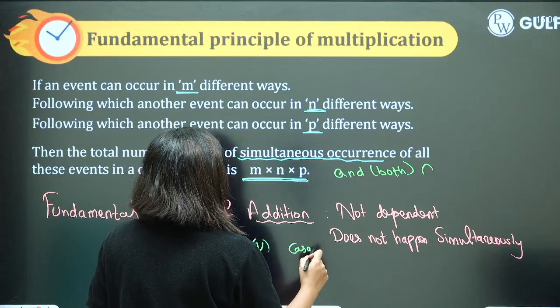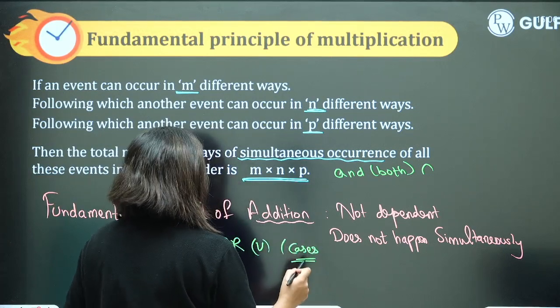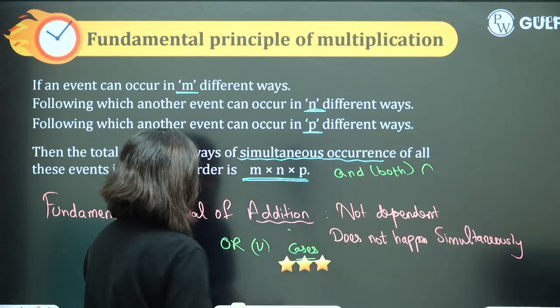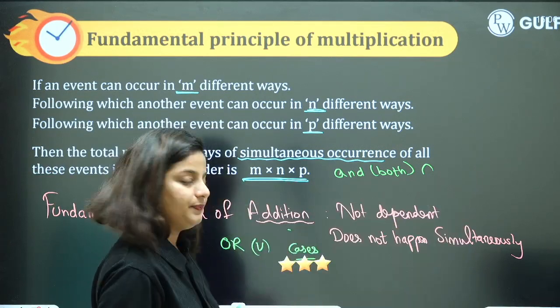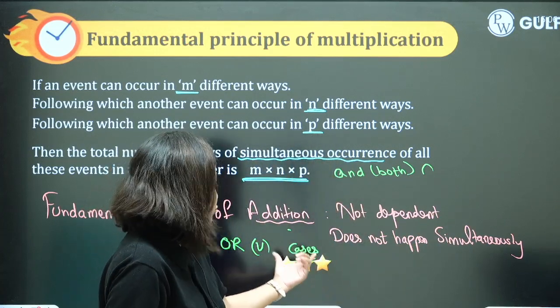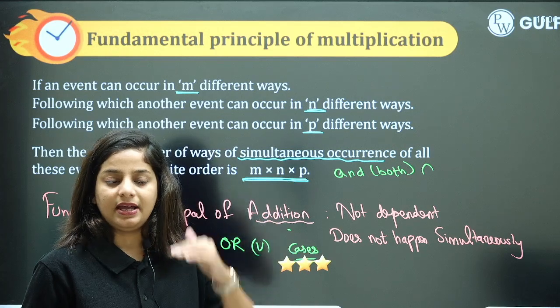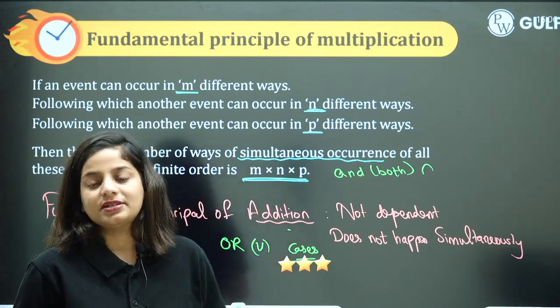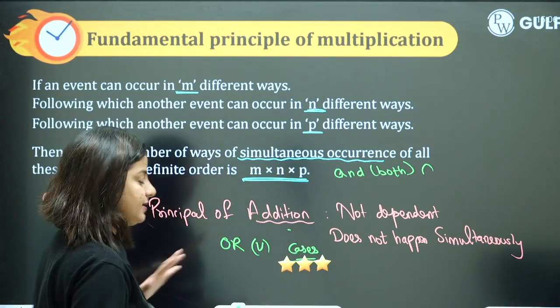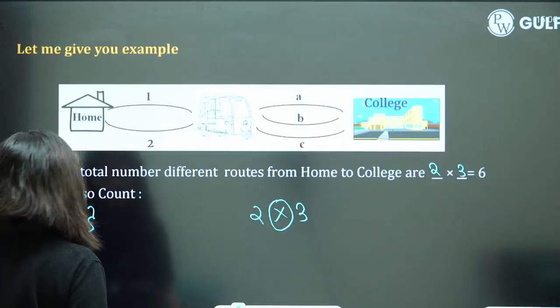Also, very important guys, whenever you have cases in your question, case 1, case 2, case 3, that means you are going to add those cases, not multiply. Add case 1 plus case 2 plus case 3, however many cases there are. So cases is another hint for addition, the fundamental principle of addition.